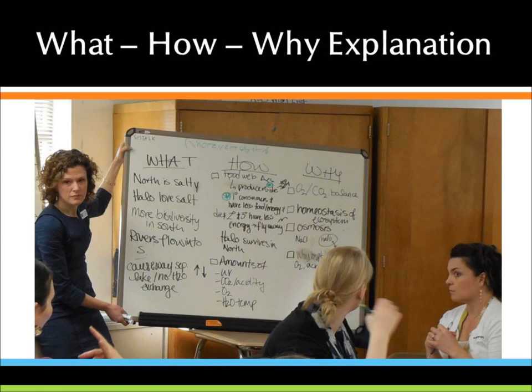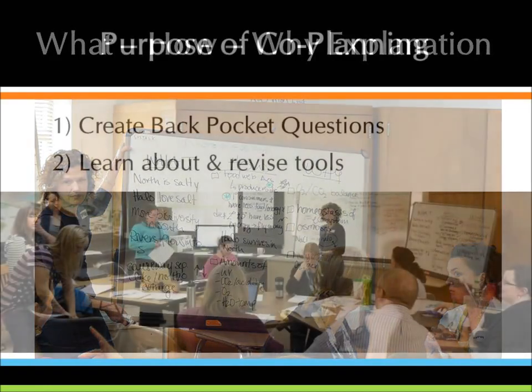The what level focuses on observable characteristics answering what happened. The how level goes deeper to connect direct observations with inferences about how it happened. And the deepest level answers why this phenomenon occurs, and students use evidence from science activities to explain the unobservable causal mechanisms that create the phenomenon.